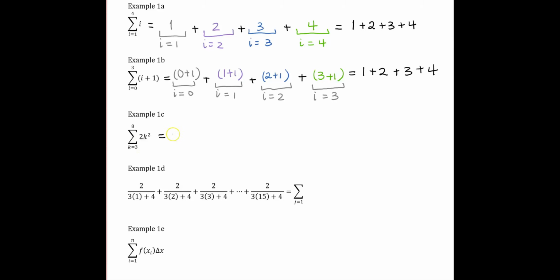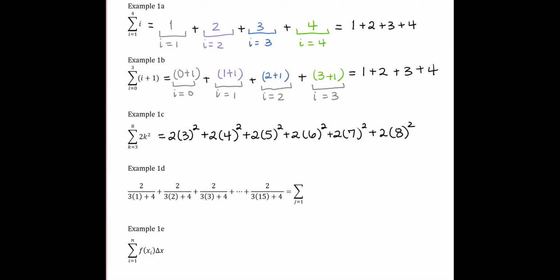We're going to start when k is equal to 3, so we will have 2 times 3 squared. When k is equal to 4, we will have 2 times 4 squared. When k is equal to 5, we will have 2 times 5 squared. When k is equal to 6, we'll have 2 times 6 squared. And we're going to go all the way up to when k is equal to 8. So our last term will be 2 times 8 squared. And so that is what example 1c looks like.